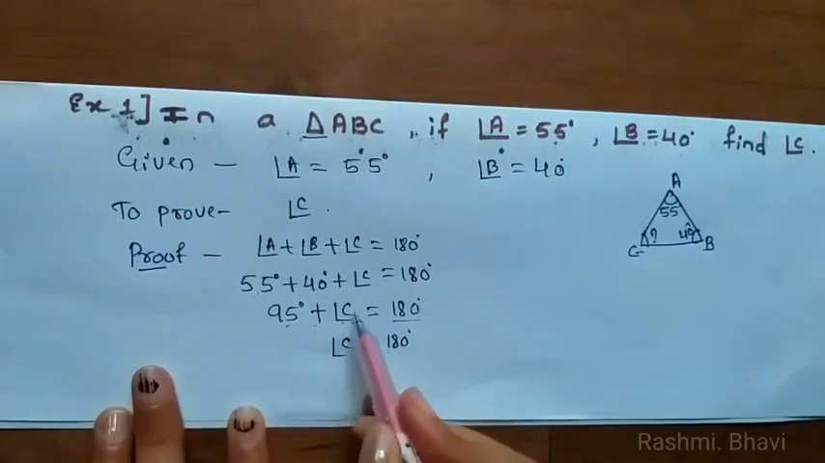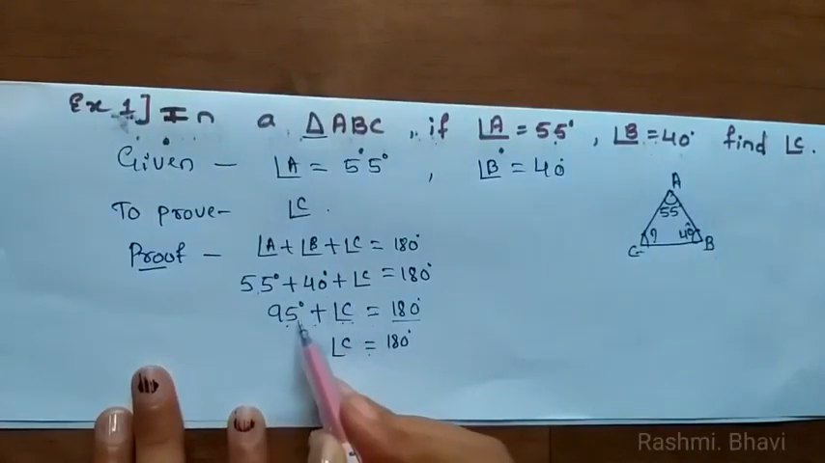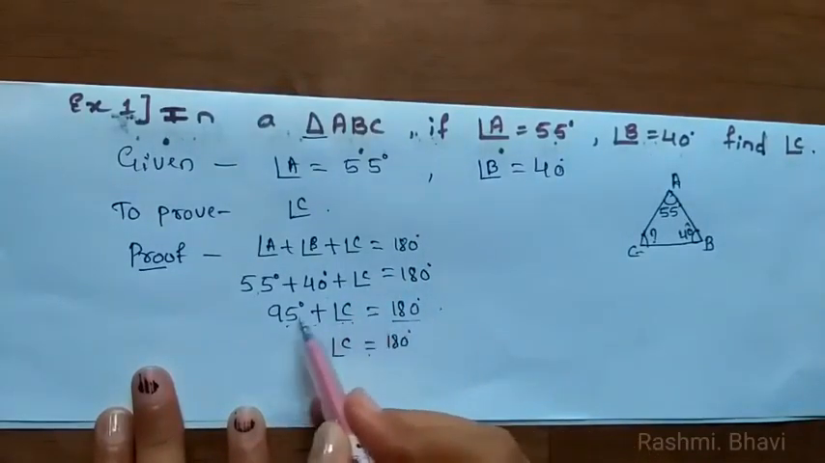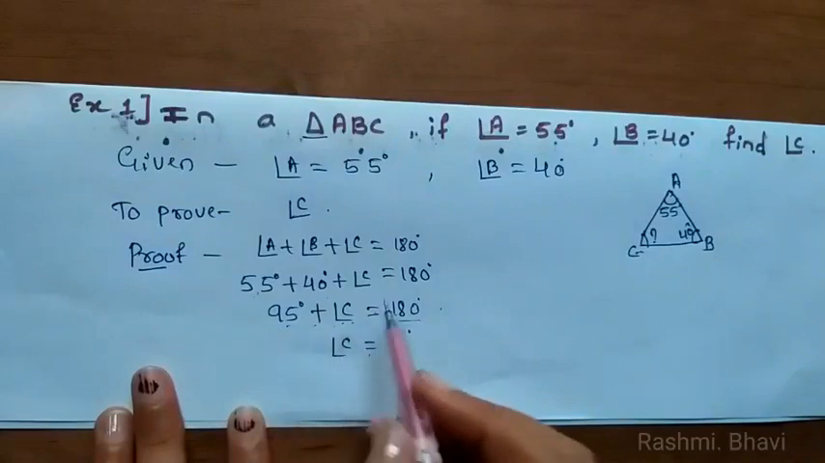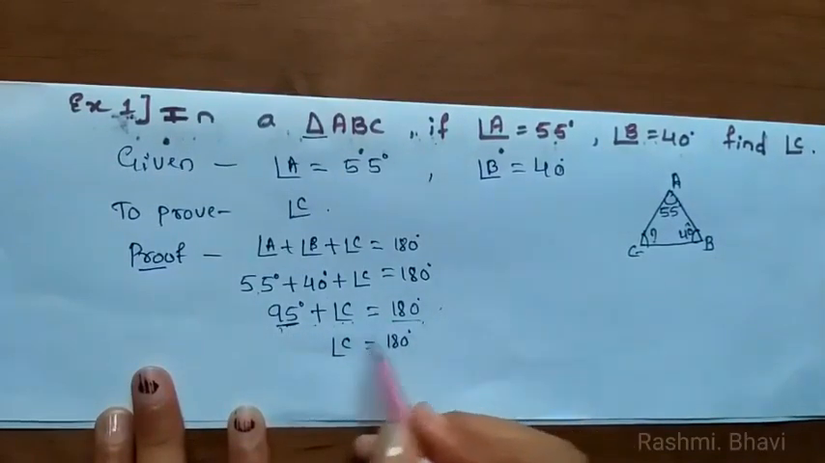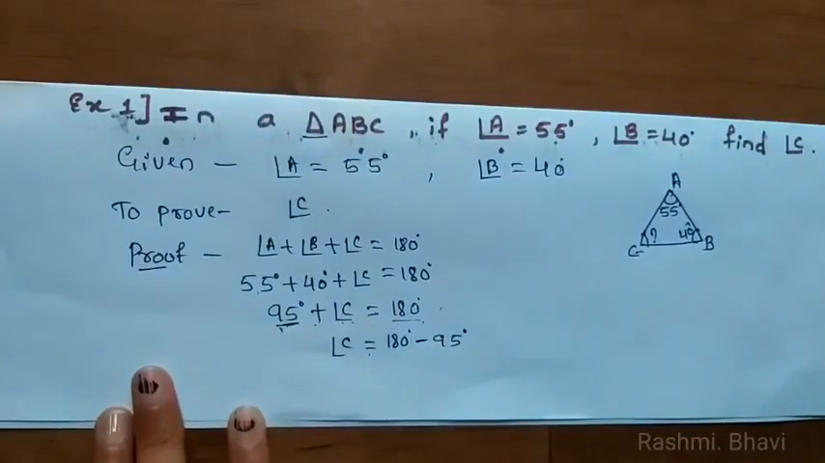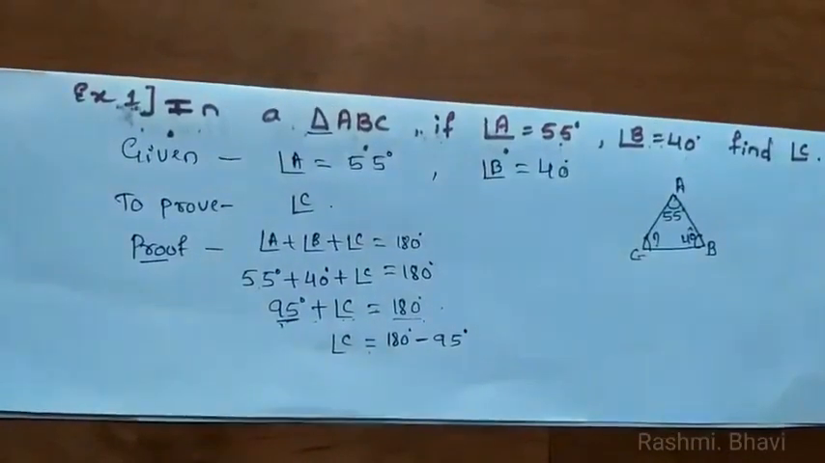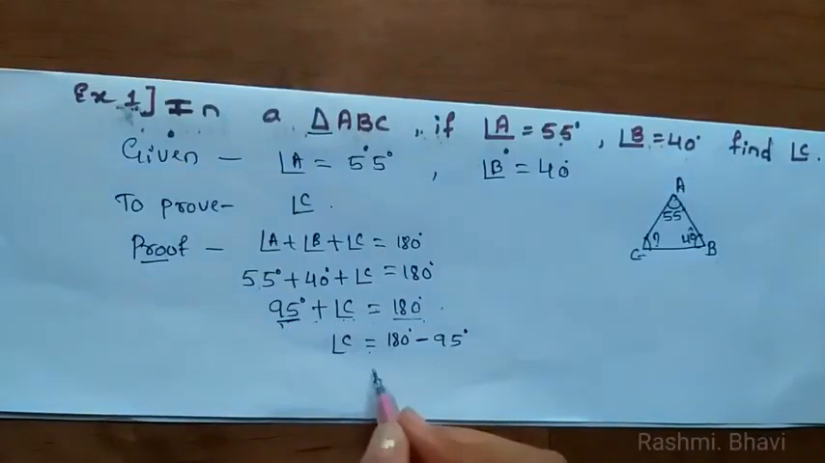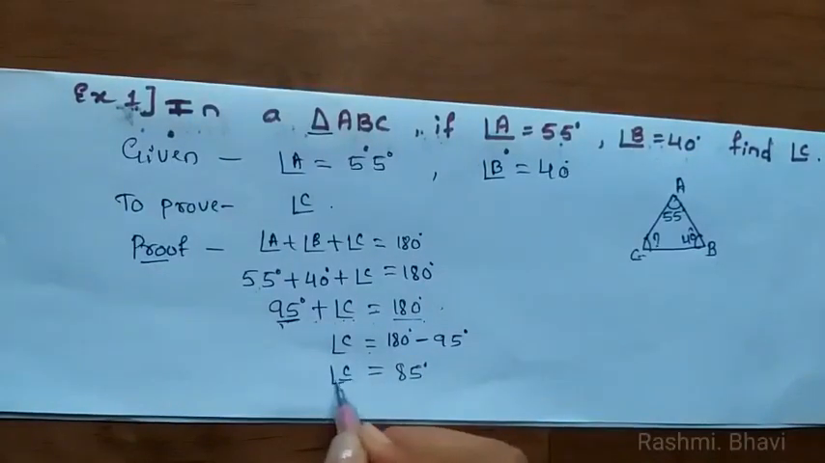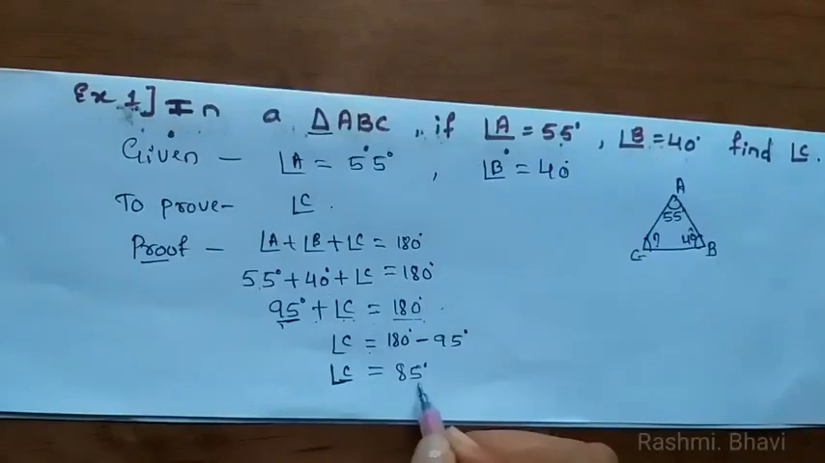Here we have to find the angle C. 95 degree is a constant number. When this number goes to the right hand side, the plus 95 degree becomes a minus 95 degree. Angle C is equal to 180 degree minus 95 degree. 180 degree minus 95, how much we get here? 85 degree. So the value of angle C, what is it here? The value of angle C is 85 degree.